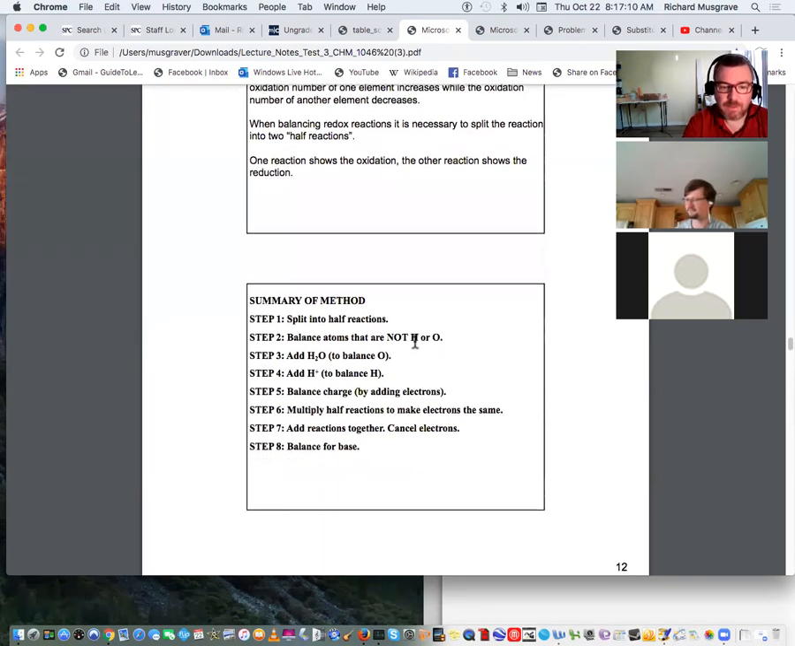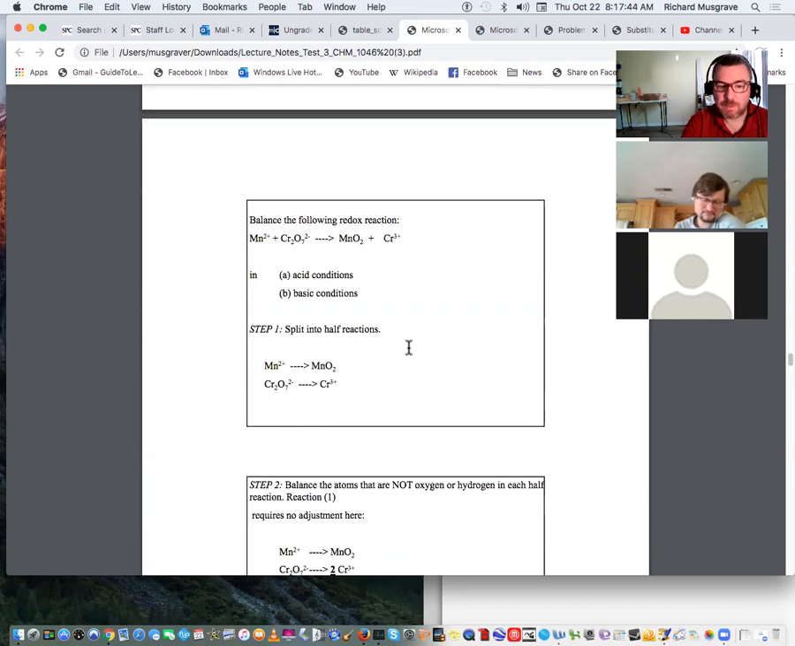These are the steps that we have to follow. We've got to, first of all, split a reaction into half reactions. It's not difficult. You'll see how to do it in a second. We balance the atoms that aren't hydrogen or oxygen. These are typically the ones that are being oxidized or reduced. The next step, we add water to balance the oxygen. Then we add H+ to balance the H. We balance the charge by adding electrons. And then we multiply the half reactions to make the electrons the same. Then we add the reactions together, cancel the electrons, and then balance this for base. So let's see how this process works.